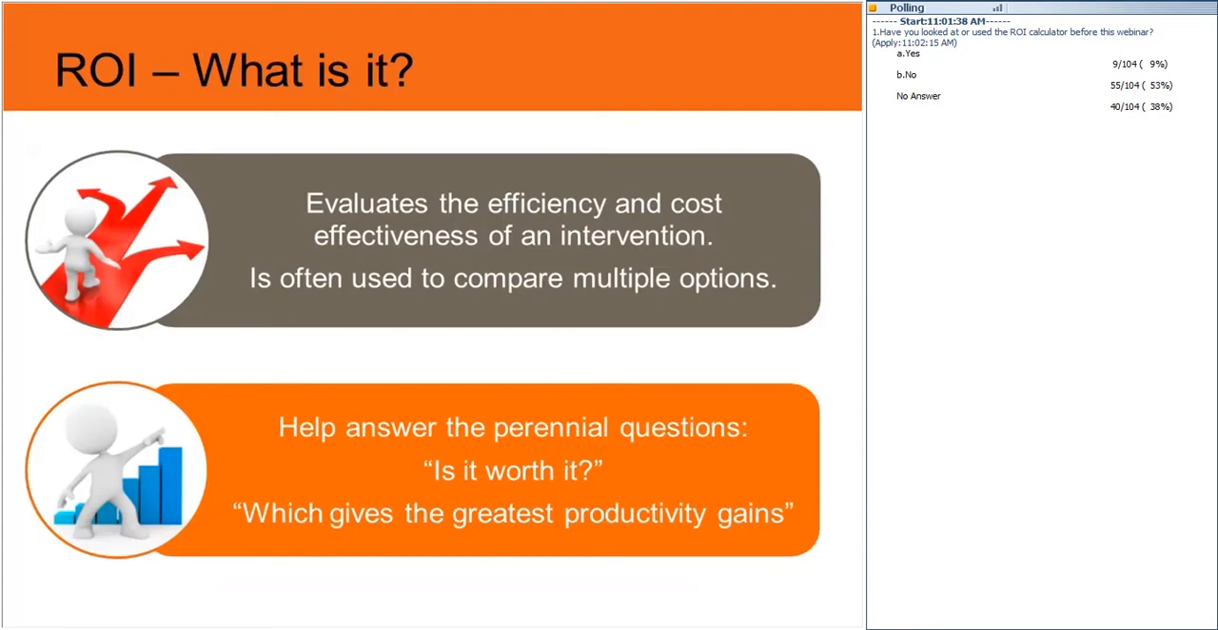And so we typically use ROI to evaluate the efficiency or cost effectiveness of an intervention and compare this figure across multiple intervention options. So for example, we might want to compare elevated work platforms or fall rest options and so on to reduce the risk of working at heights. Essentially, we want to answer questions like, is it worth it? Is it bang for buck? And which option really gives the greatest productivity gains?